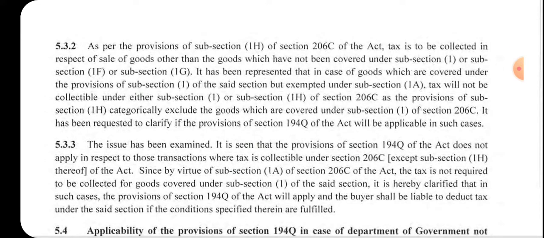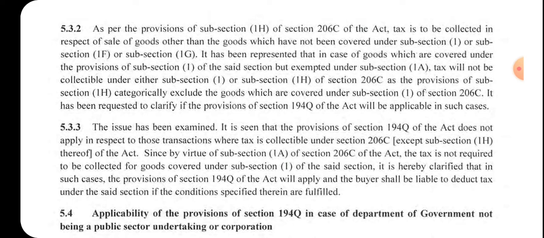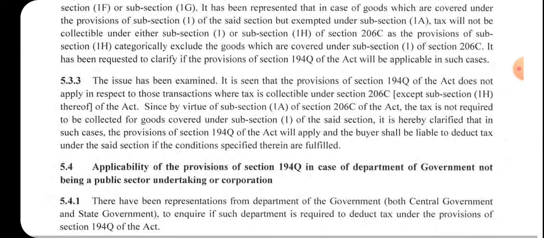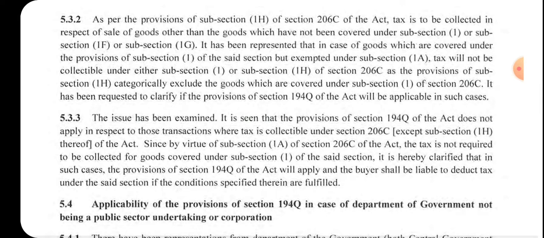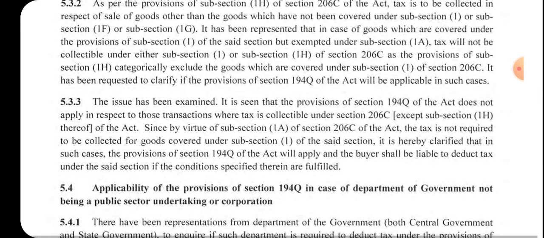Further, as per the provision of subsection 1H of Section 206C of the Act, tax is to be collected in respect of the sale of goods other than the goods which have been covered under subsection 1 or subsection 1F. It has been represented that in case of the goods which are covered under the provision of subsection 1 of the said section but exempted under subsection 1A, tax will not be collectible under either subsection 1 or subsection 1H of Section 206C, as the provision of subsection 1H categorically excludes the goods which are covered under subsection 1 of Section 206C.